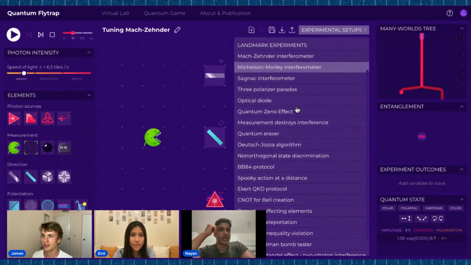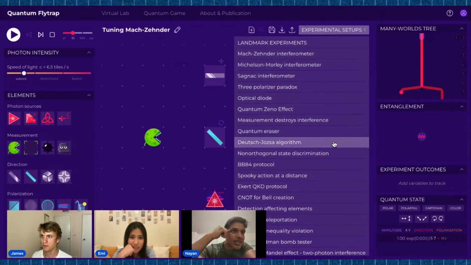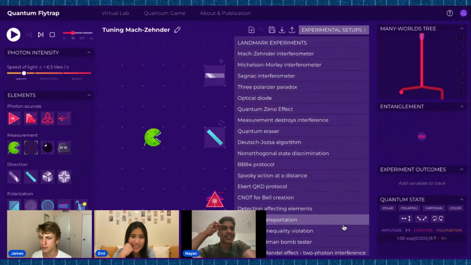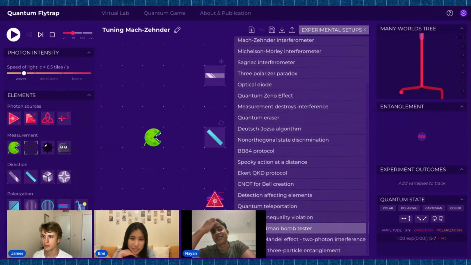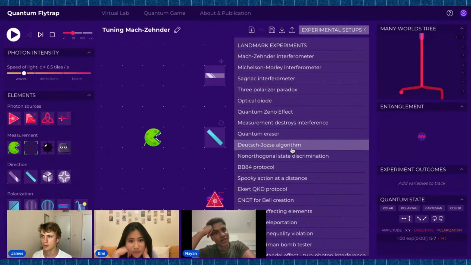Oh, those are a lot more symbols. I see symbols I haven't seen. And then they have all of these. I don't recognize a lot of these, like the Sagnac or Deutsch-Jozsa. What was that? I can't remember. Bell creation. Sorry, I guess that's to do with Bell's inequality.